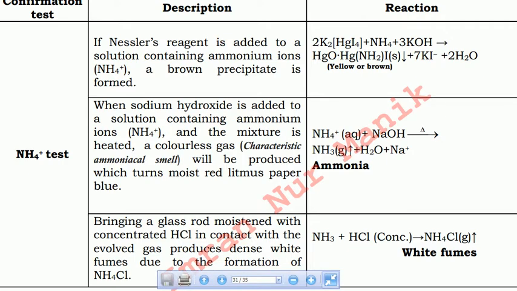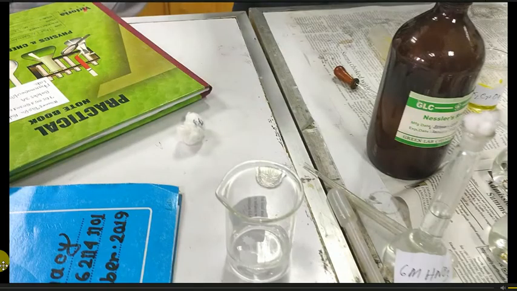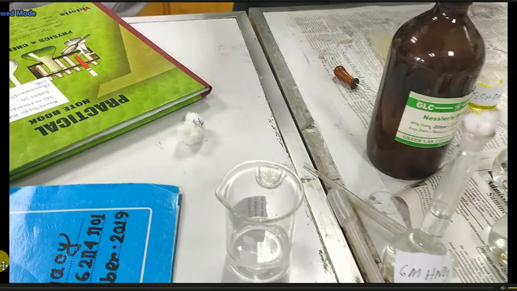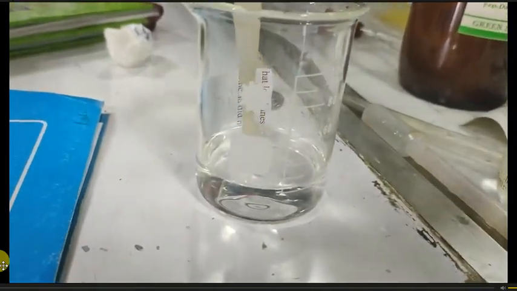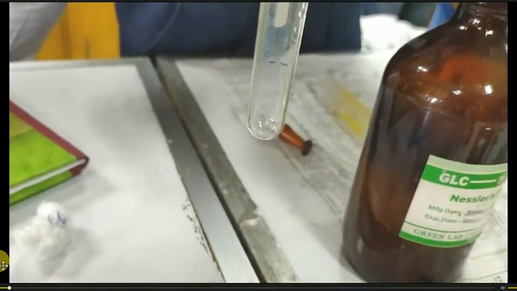Now let's take a look at how the presence of ammonia is detected in the sample solution by laboratory method. We are going to test for the ammonium cation. This is a group 5 cation. At first, the sample solution is taken in the test tube.